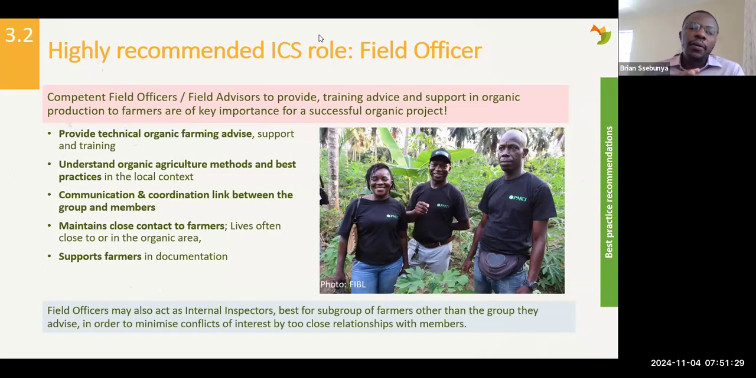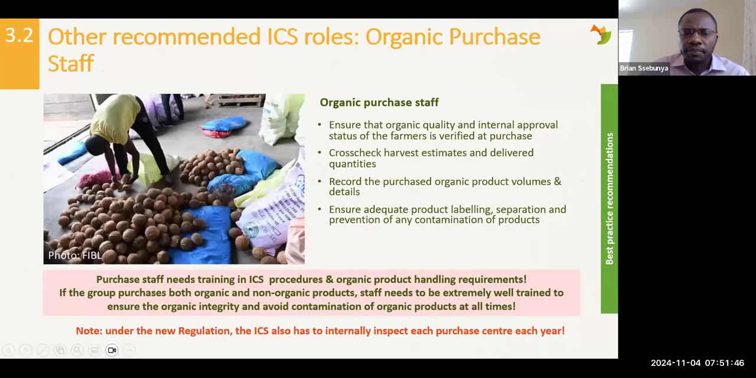That's why if you are, for example, a field officer in one location, then you can swap with the field officer of another location when the time for internal inspection comes. But I've seen where the same field officer can also be the internal inspector.